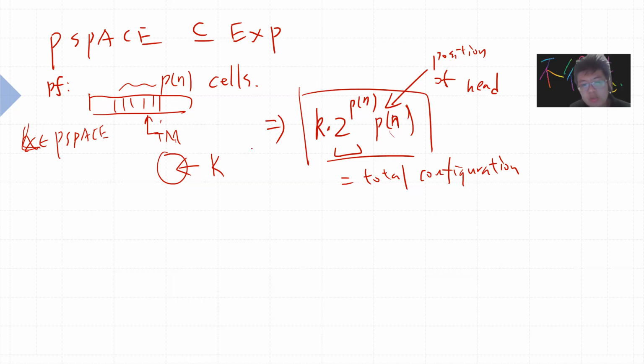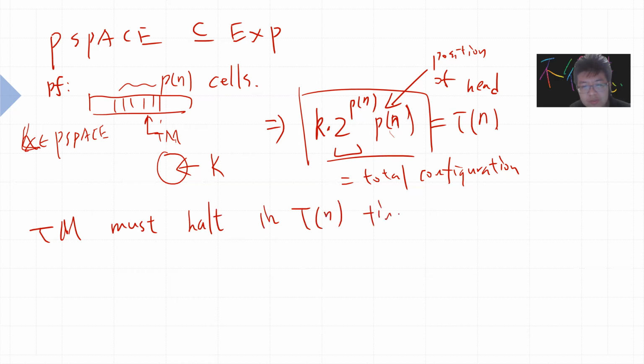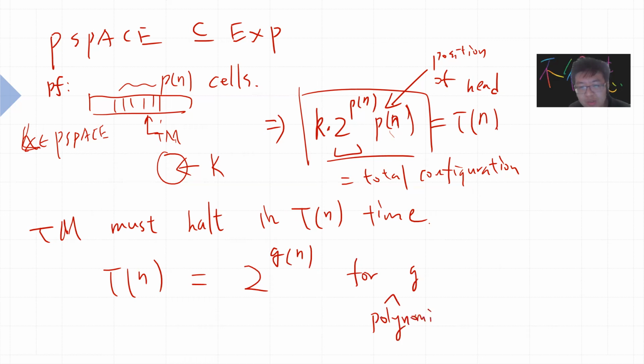Let's call it T(n). Since it's PSPACE, your Turing machine must halt in T(n) time, by definition. Because your language is in PSPACE, your Turing machine must halt in T(n) time, where T(n) is an exponential time. So T(n) can be written as 2 to the q(n) for some polynomial q.